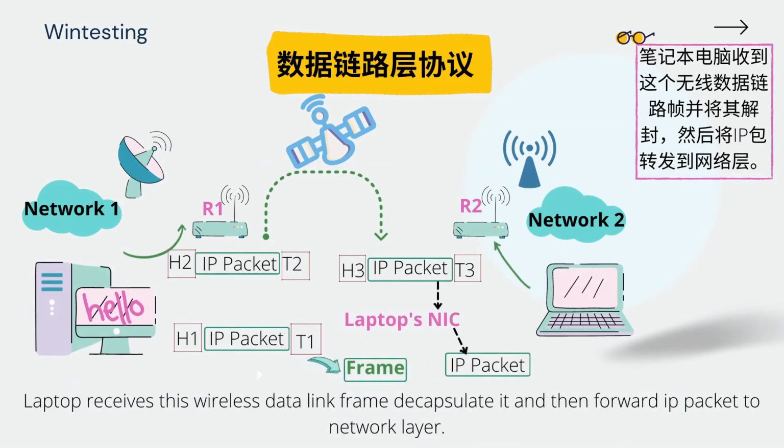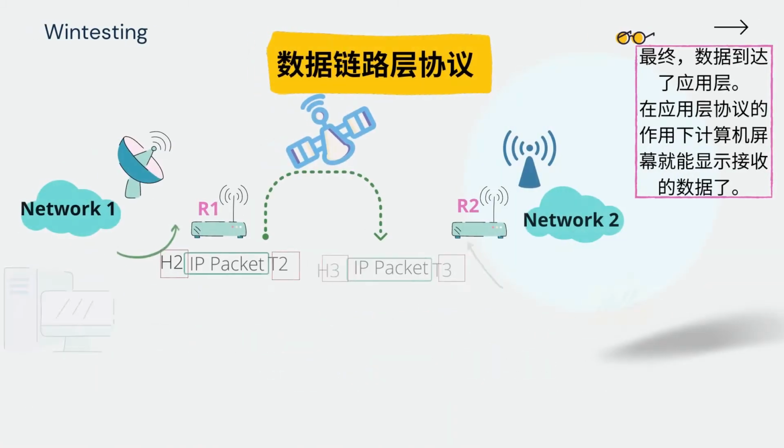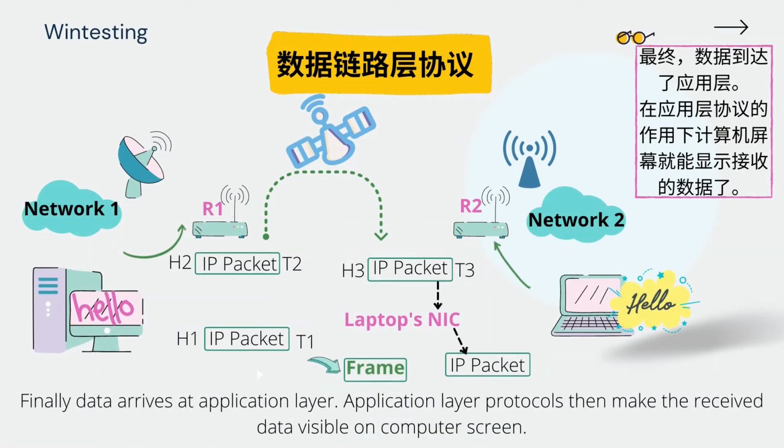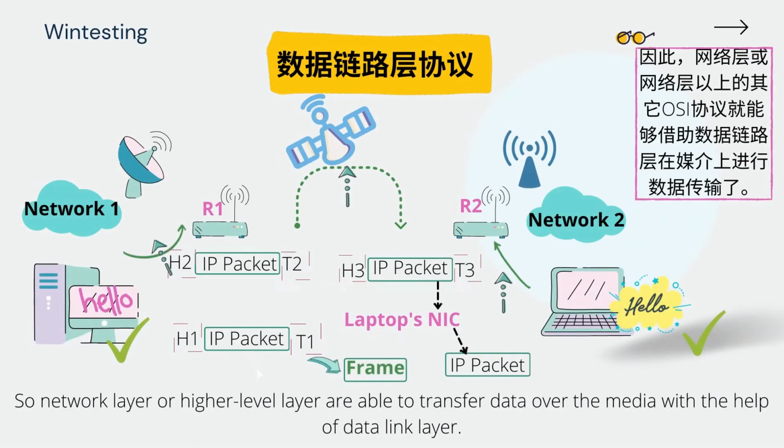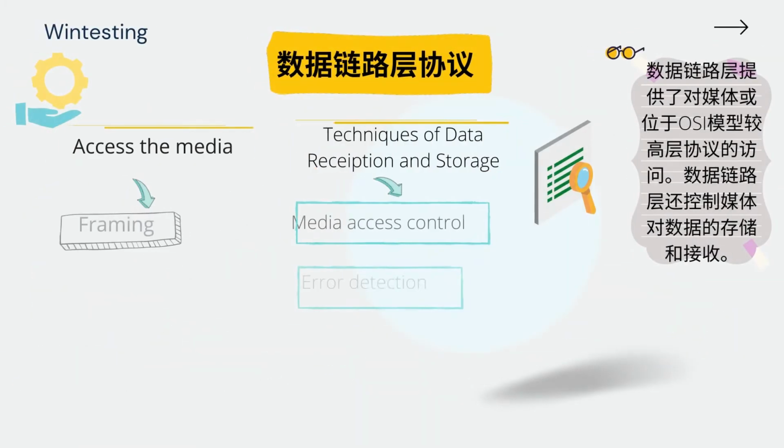Laptop receives this wireless data link frame, decapsulates it, and then forwards the IP packet to network layer. Finally, data arrives at application layer. Application layer protocols then make the received data visible on the computer screen. So network layer or higher level layers are able to transfer data over the media with the help of data link layer.